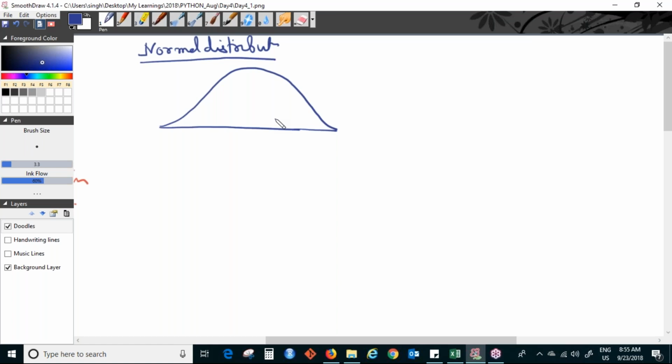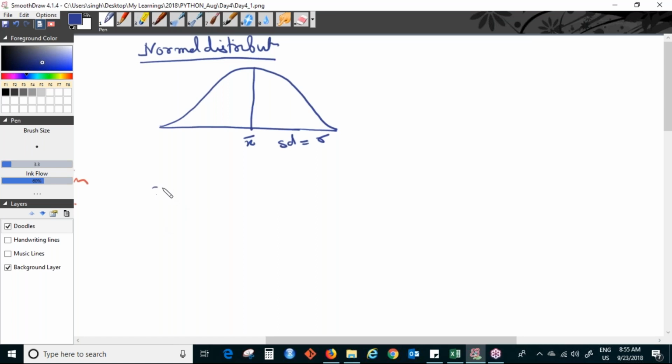Okay, so why is this so important? Because if we know the average of a normal distribution, and if we know the standard deviation of it, we can easily calculate the proportion above or below any particular number. So that is why this is so important.